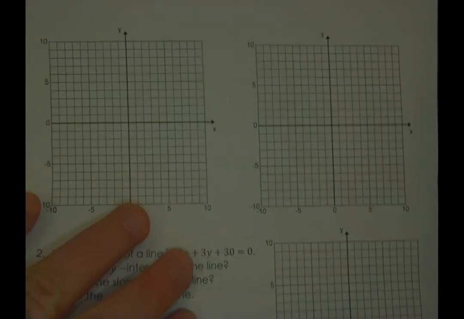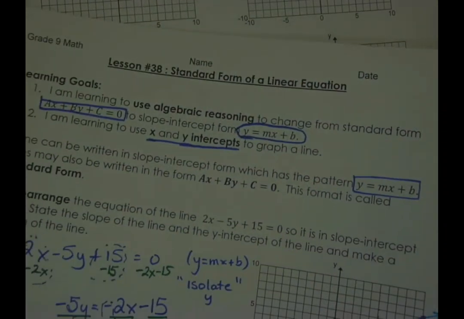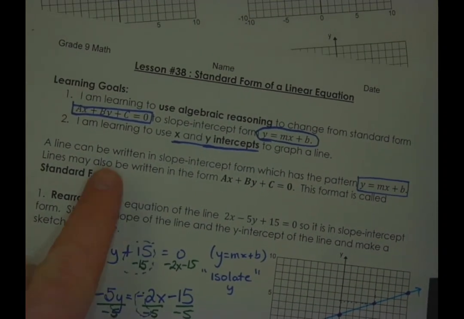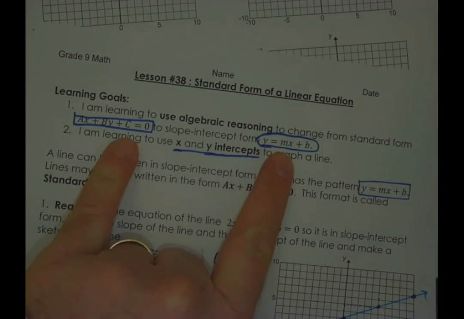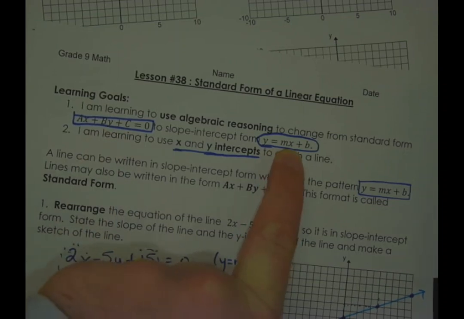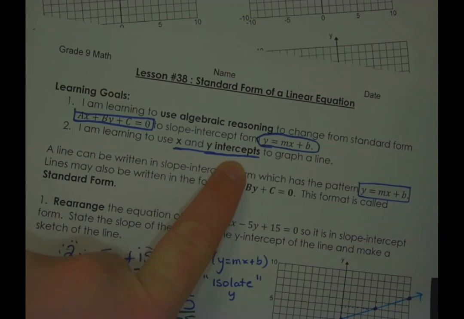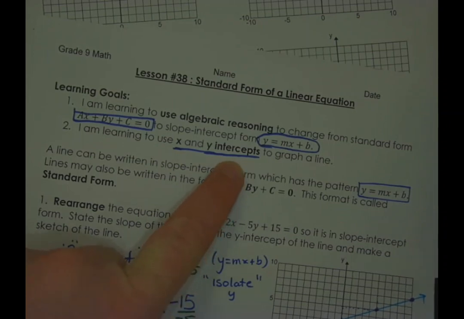All right, so give that a go. With this lesson, we understood how to change the equations from ax + by + c = 0 to y = mx + b, and we learned how to find the x and y intercepts and sketch the graph.